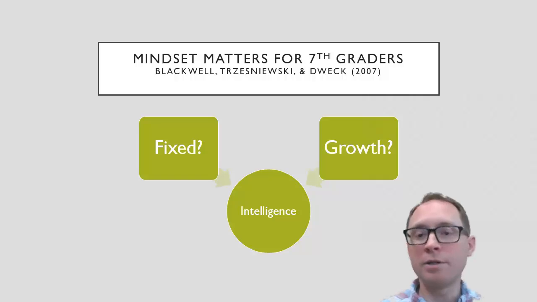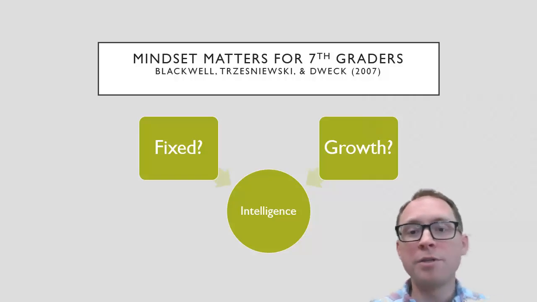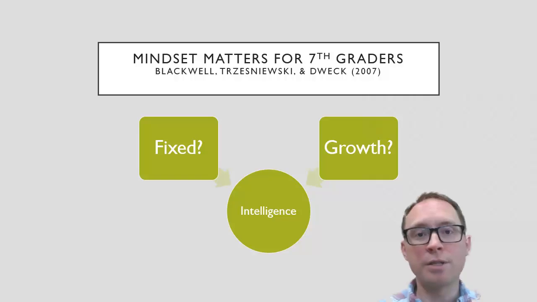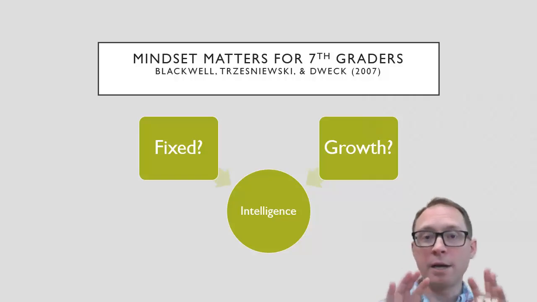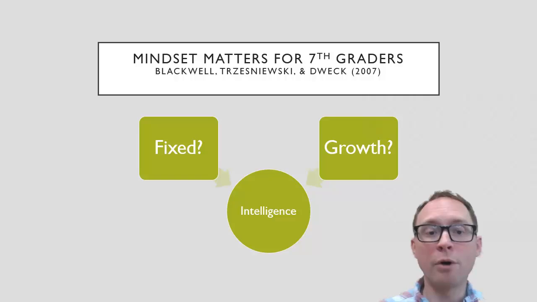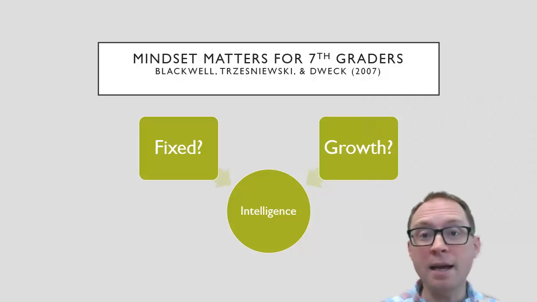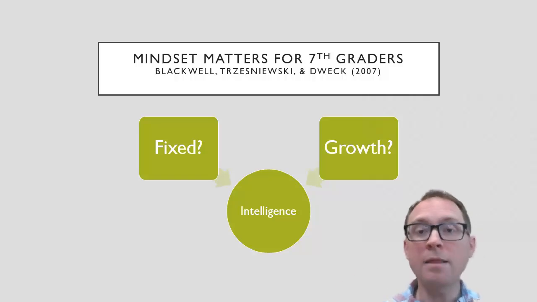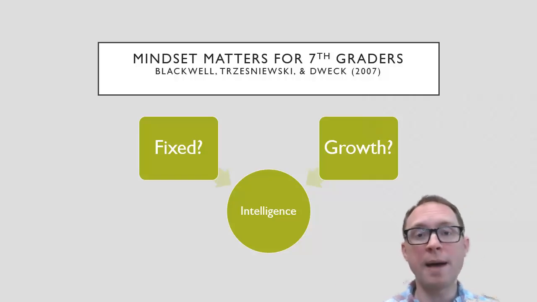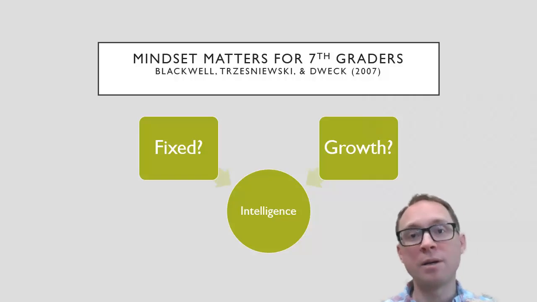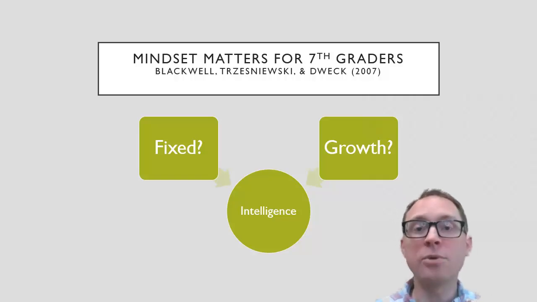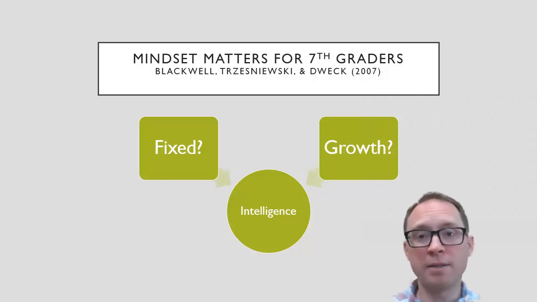They took a bunch of seventh graders. So Blackwell, Krasniewski, and Dweck in 2007, they took a bunch of seventh graders, and they randomly assigned half of them to either have a growth mindset or a fixed mindset. But what does that mean? Well, they went through a course to teach them about growth mindset. And then they had them take a math test at the end. And here's what they found out. Students who were trained and let themselves have a growth mindset about math actually performed better. They actually were able to do math better than the other seventh graders who had a fixed mindset.